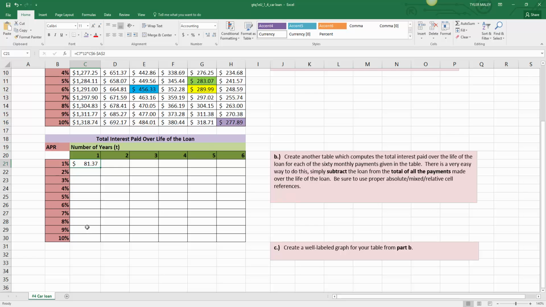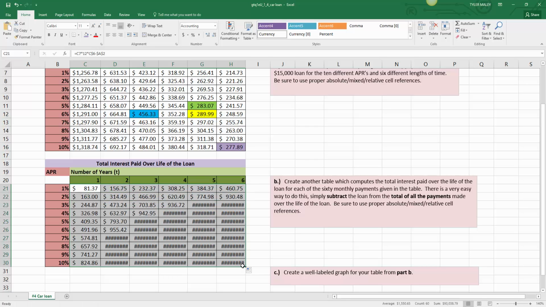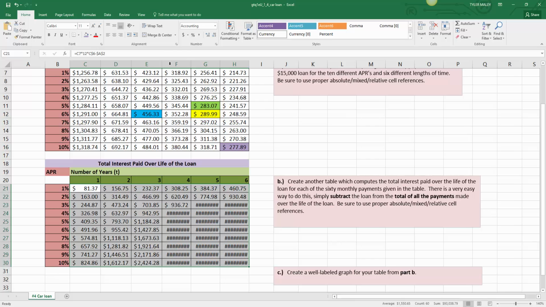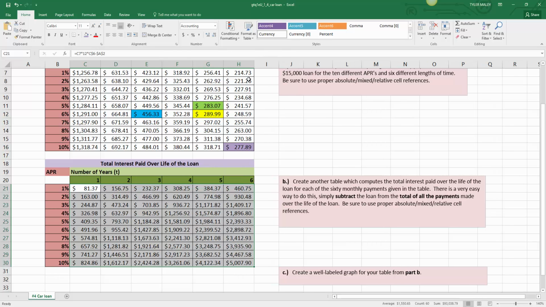So then if I drag this over and then drag down, fill down, I can fill in the whole table, right? And it looks like I need to fix some column widths here. So I'm just double clicking in between the columns and it automatically adjusts to how big it needs to be, right?